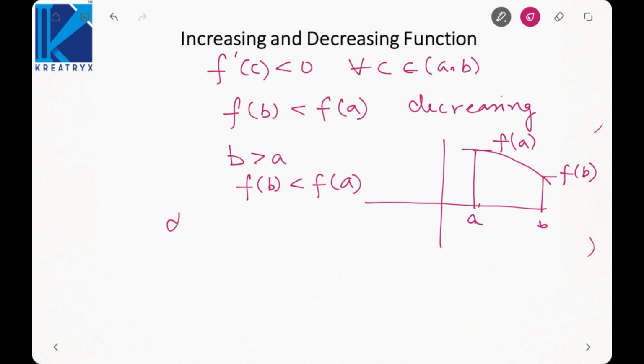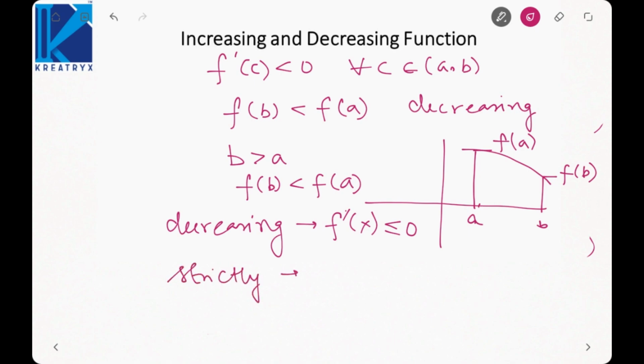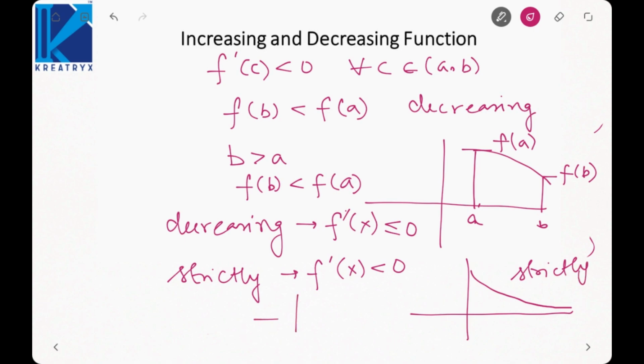Now again in decreasing we have two categories. One is known as decreasing. In that case, f dash x can be less than or equal to 0. And the next we have strictly decreasing, in which f dash x should be strictly less than 0. Like if you see this function which continuously decays, this is strictly decreasing. But if I give you one function like this, then it is actually decreasing, because after a certain time its slope becomes 0, that is, the derivative goes to 0. Is it fine?